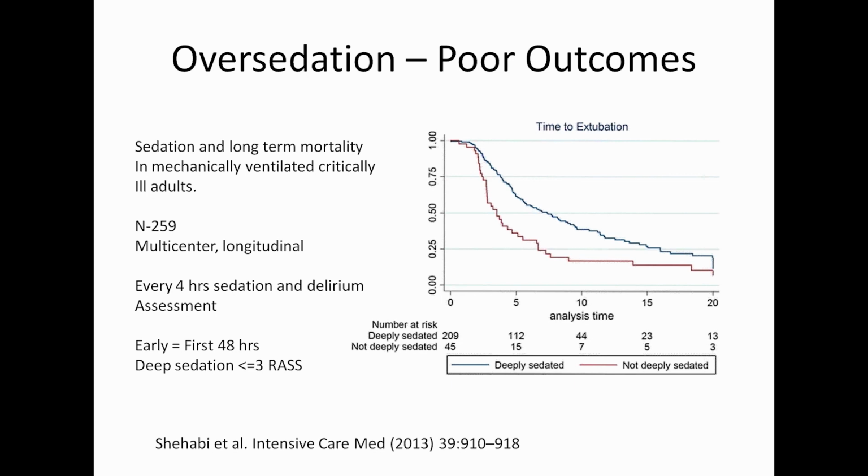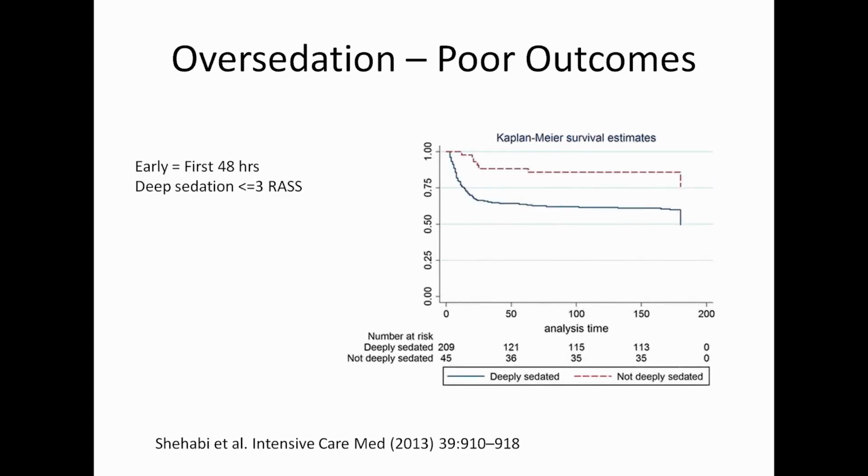The importance of not oversedating our patients can be seen in this study, which was a multi-center study looking at the differences in outcome in patients who in the first 48 hours had deep sedation versus those who were more lightly sedated. By deep sedation, those were patients who had a RASS score of -3 or deeper. Among these 259 patients, you can see that time to extubation was significantly delayed among patients who had deep sedation early in their course of mechanical ventilation, and that the Kaplan-Meier curve shows a significant increase in mortality among those who were deeply sedated.